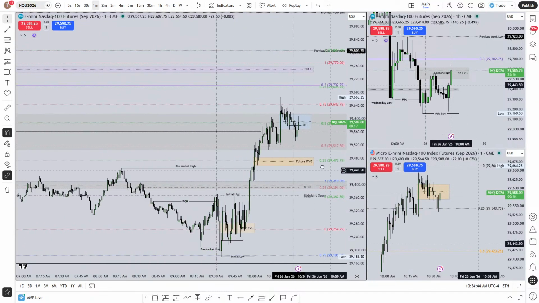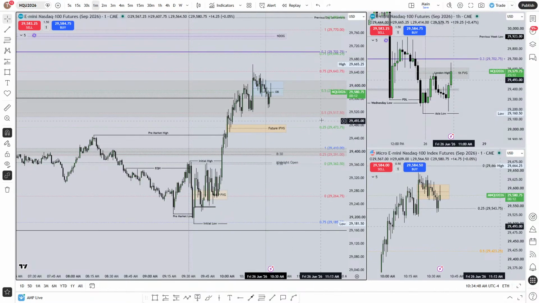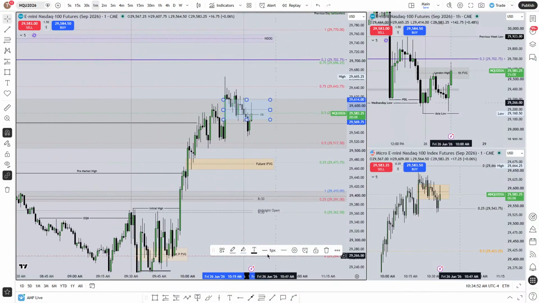I think it's just been another gross day, right? Just chop, displacement higher, chop. Hasn't been all that great. The week in general.